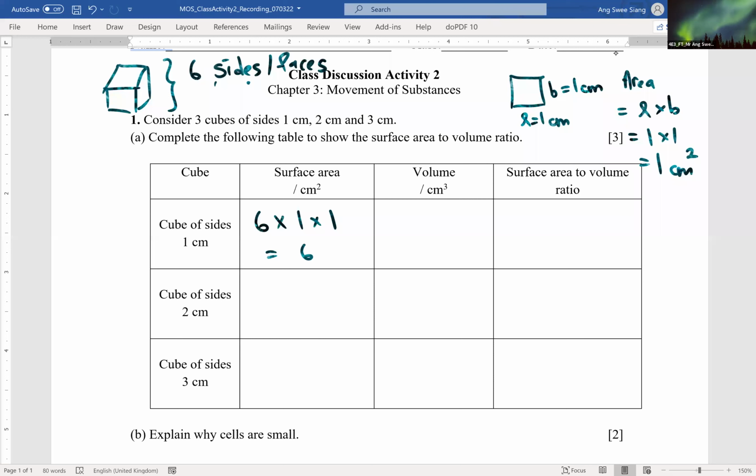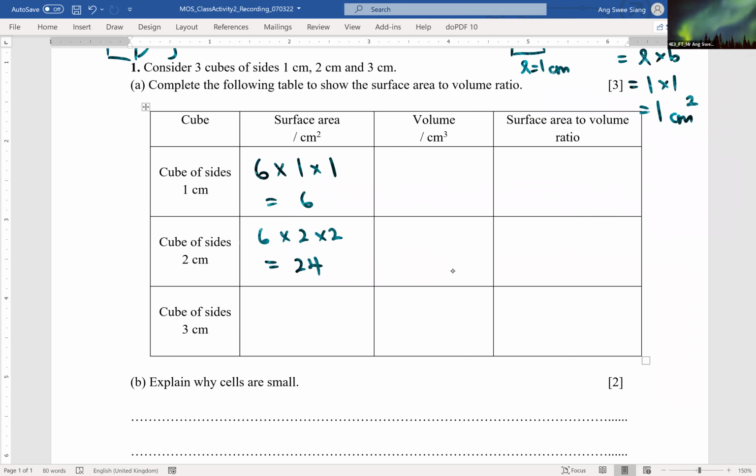Then for the cube with side 2 cm, it will be 6 times 2 times 2. So this one will give you 24 square centimeter. Then for the cube with sides 3 cm, it will be 6 times 3 times 3. This one will be 54 square centimeter. I don't need to write the units again because in the headings, the units is stated clearly. So in the headings of a table, if the units are stated clearly, square centimeter, there is no need to rewrite the units for every single row again. So that is for the calculation of the surface area.